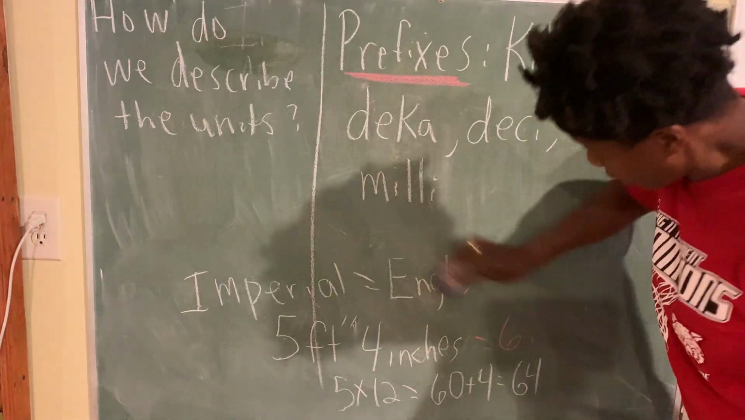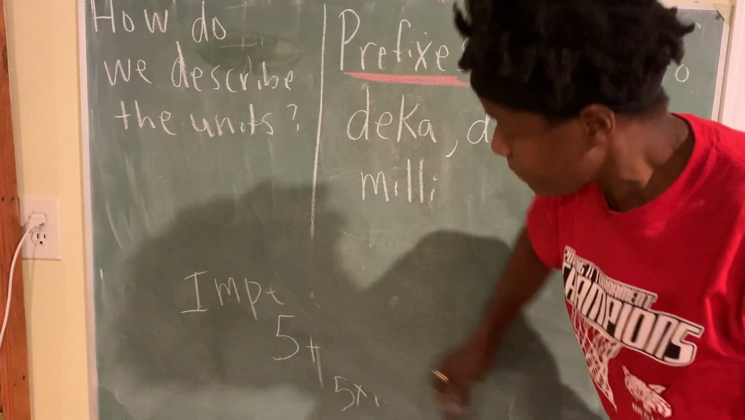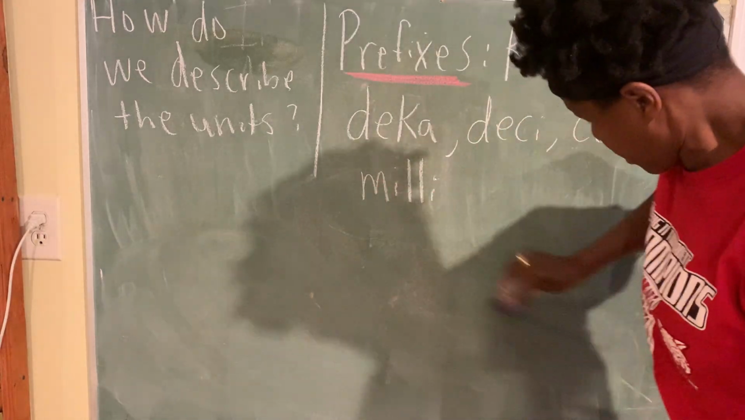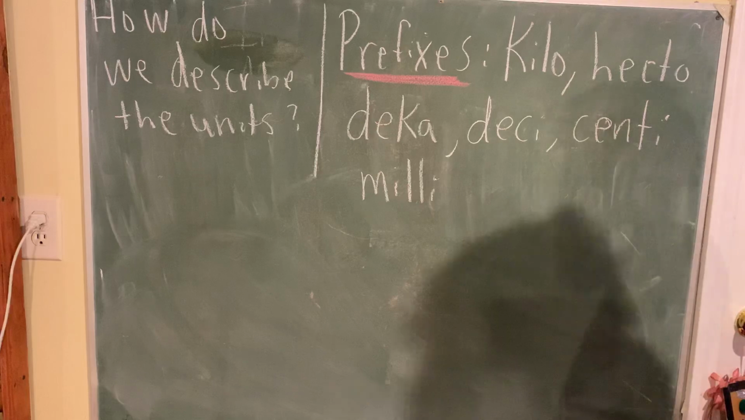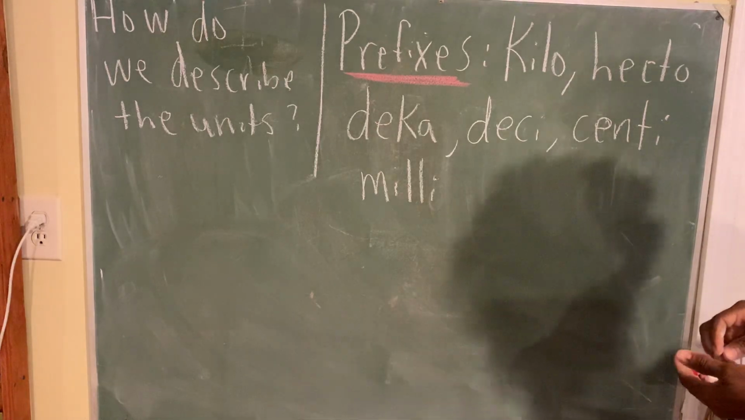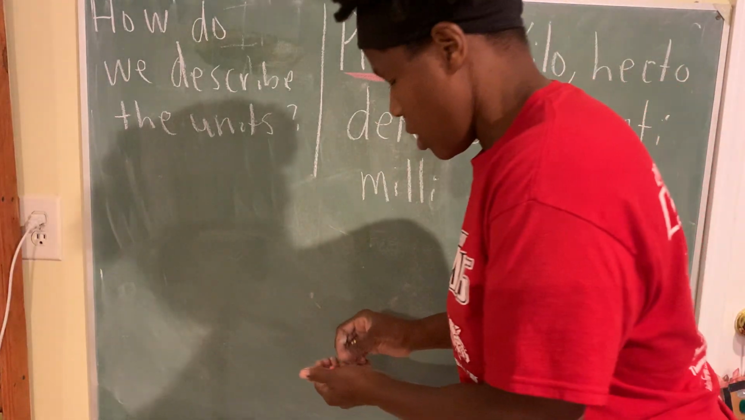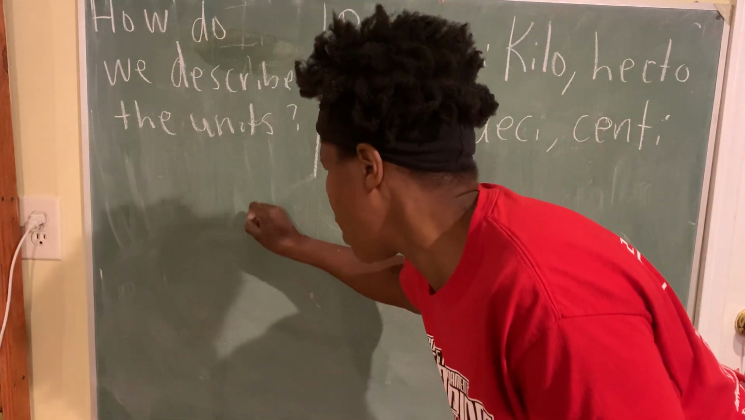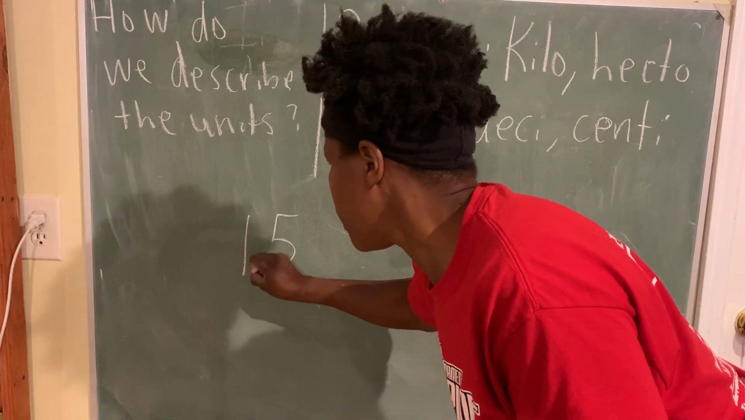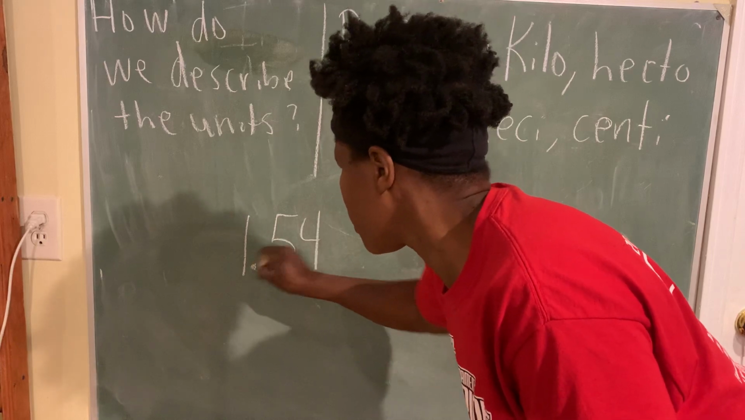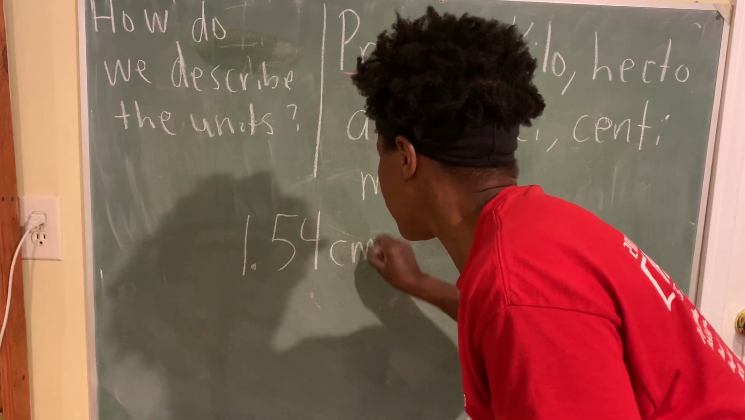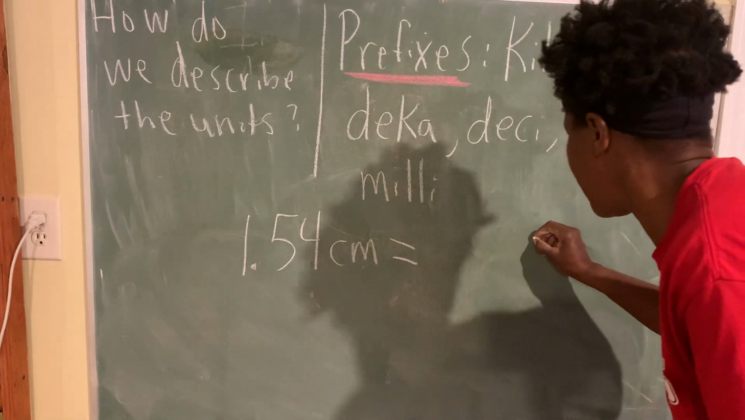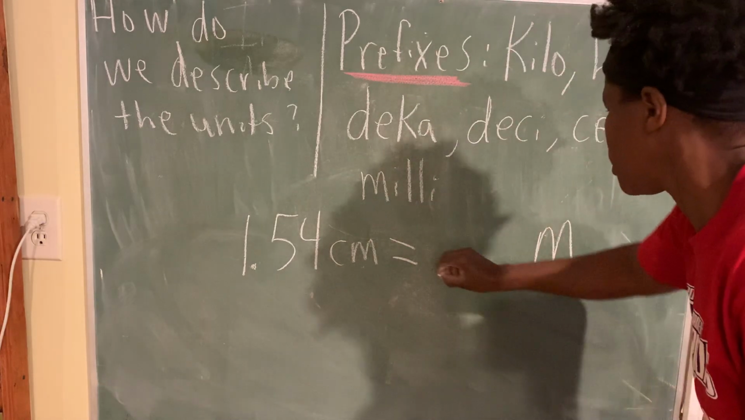But that's the imperial system. We want you to understand how to use the metric system because you're in science class, and that's what we use. We use the metric system. So how would I figure out if my height is 1.54 meters? How tall am I in centimeters?